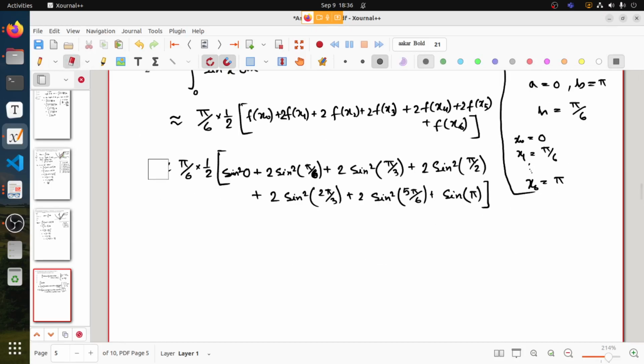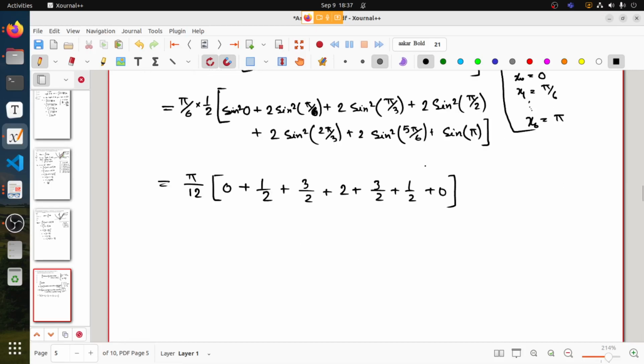Oh sorry, so this is exactly equal to this line. So we will get pi by 12 times sin 0, which is 0, plus sin pi by 6, what value? It's 1 by 2. So squared, it is 1 by 4, and times 2, it will be half, plus 2 into sin pi by 3, which is root 3 by 2. If you square it, we will get 3 by 4, so it will be 3 by 2 plus, and again by symmetry you will get 3 by 2 plus half plus 0.